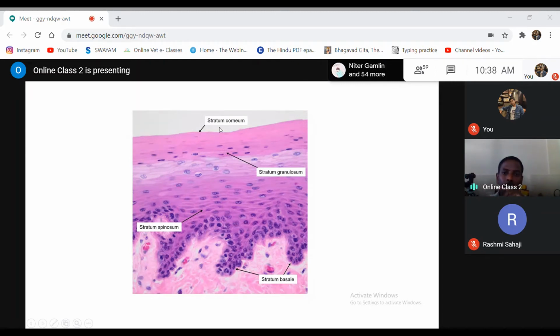And in the stratum corneum, you normally don't find nucleated cells. The nucleus is absent here. Here in the stratum corneum, you only find the keratinized layers. So these are different layers.